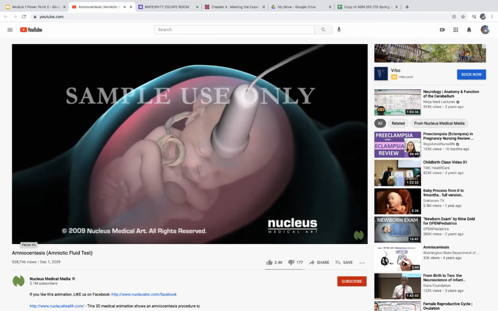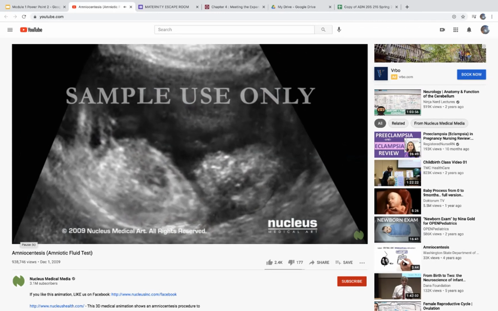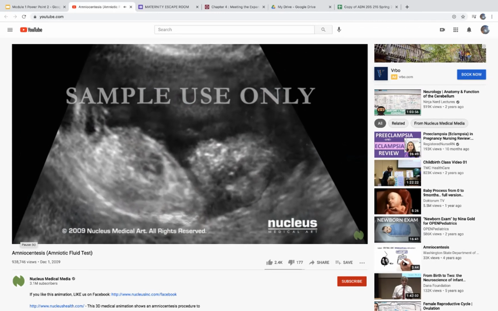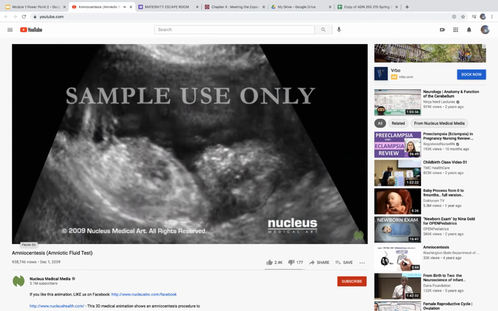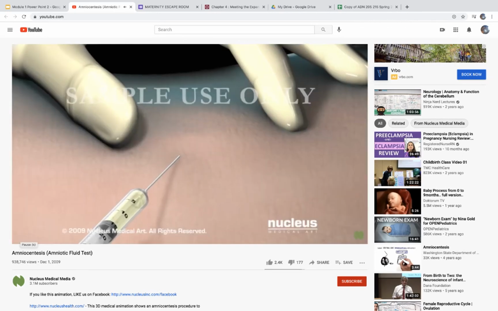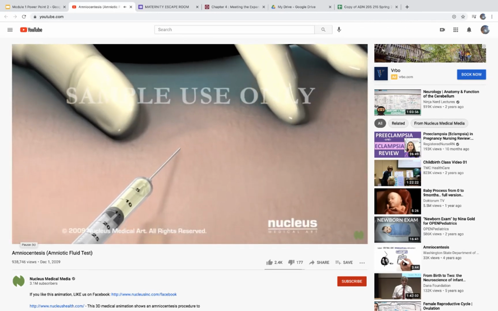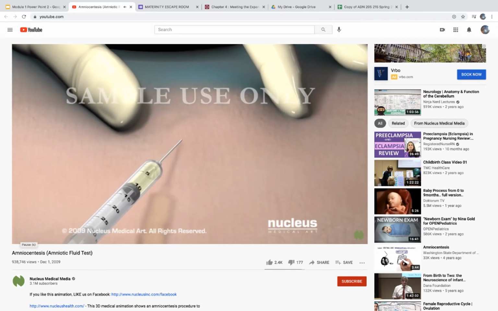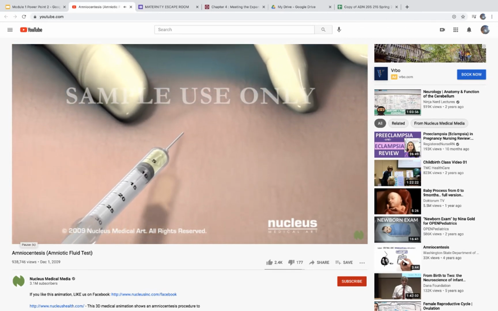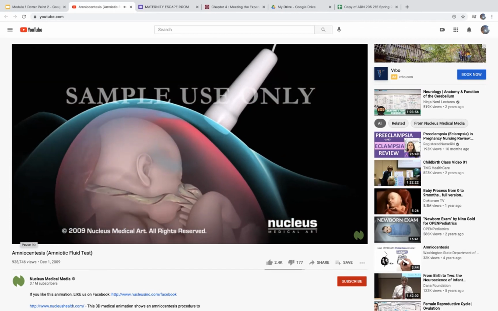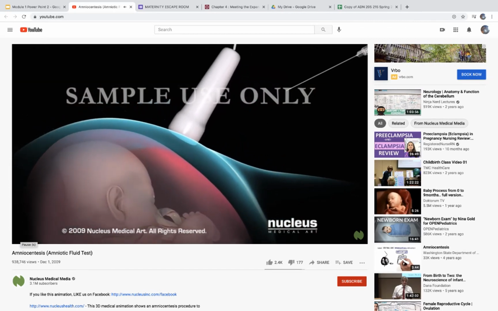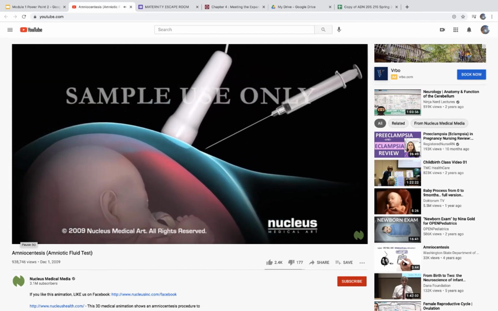structures on a computer screen. Looking at this image, the doctor can choose a safe place to insert the needle. Your doctor may give you an injection of local anesthesia to numb the surface of your abdomen, where the amniocentesis needle is to be inserted. Carefully watching the ultrasound monitor to avoid contact with the placenta or the baby.